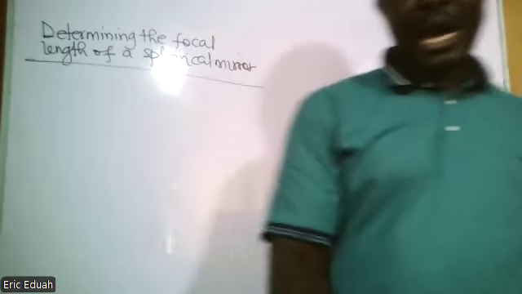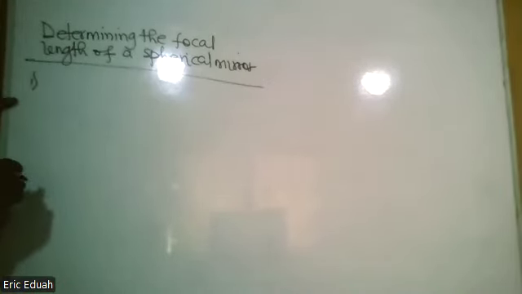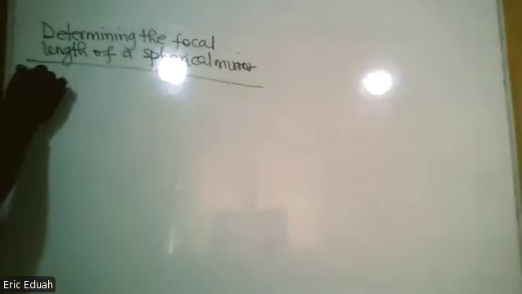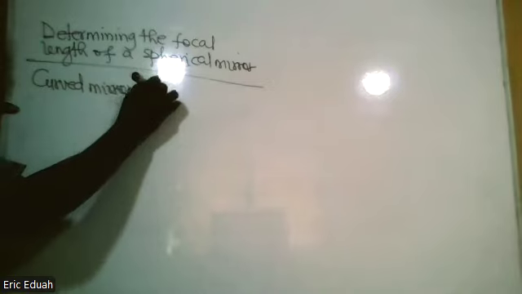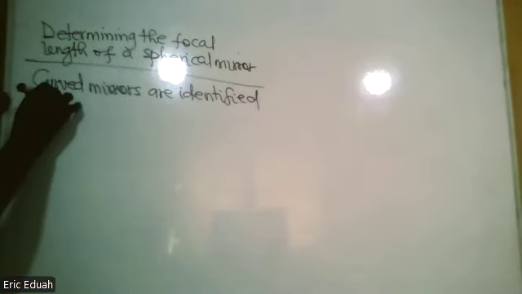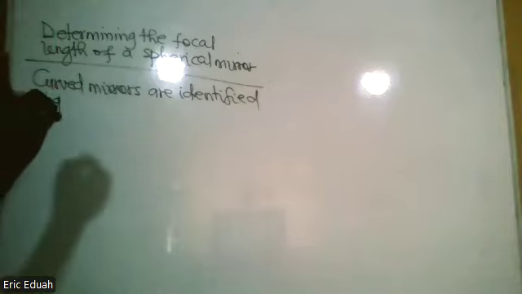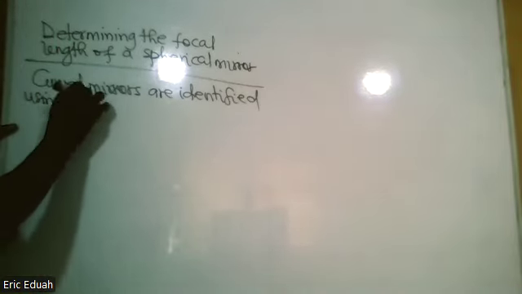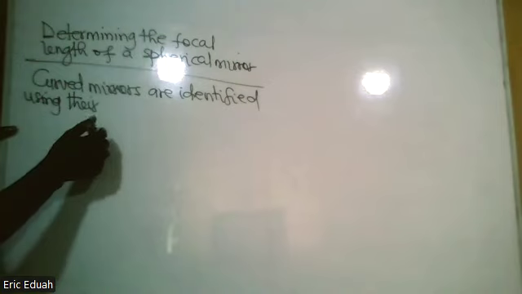Mirrors or curved mirrors are identified using two things. One, we can identify them by their shape, whether the reflecting surface is curved in or curved out. So curved mirrors are identified using their shapes. When the reflecting surface curves in inwardly, it is concave. When it curves outwardly, it is convex.